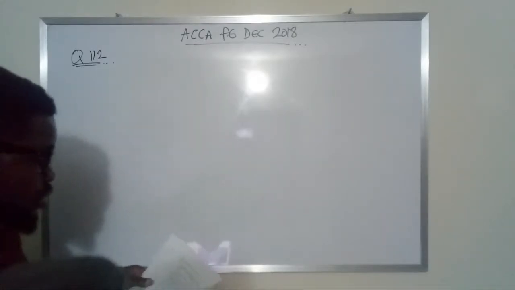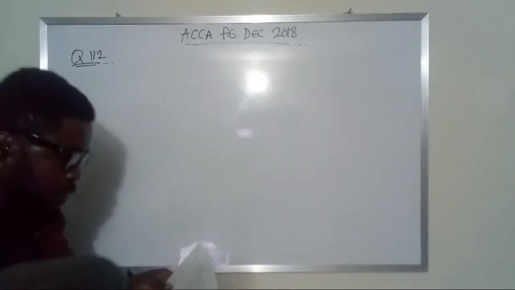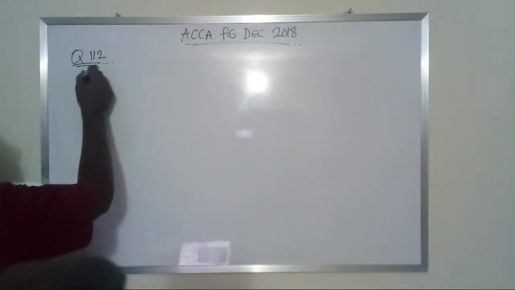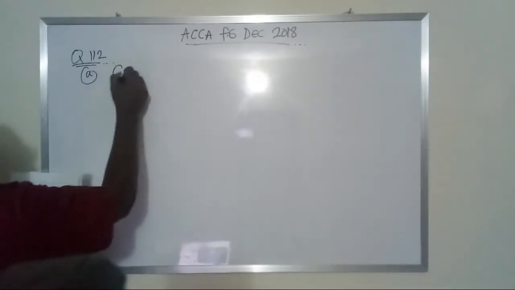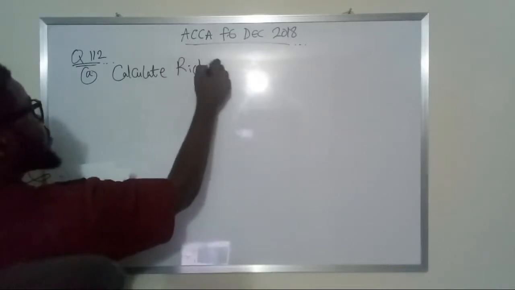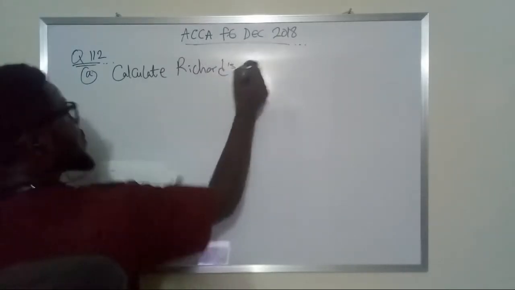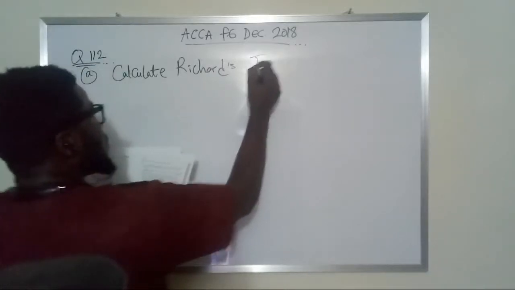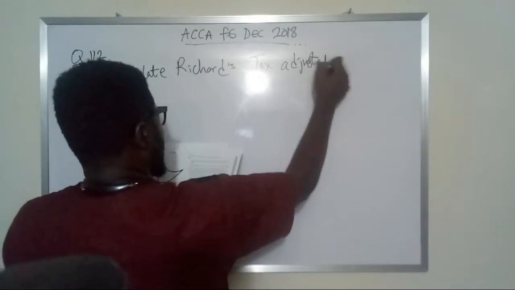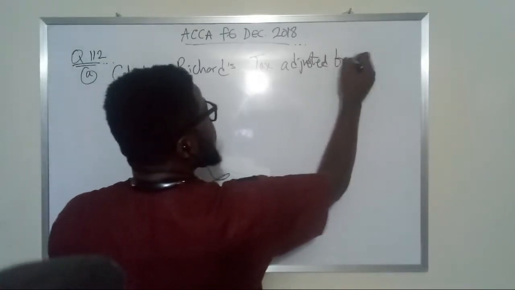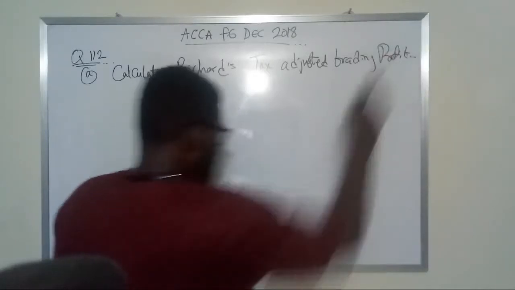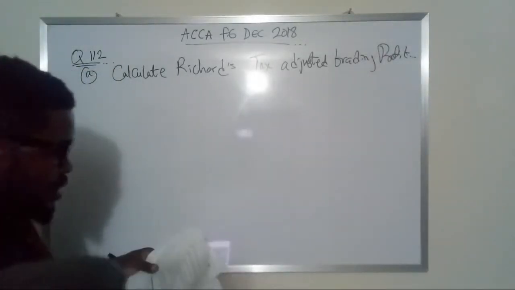Calculate Richard's tax adjusted trading profit for the year ended 5th of April. Requirements for A is calculate Richard's tax adjusted trading profit for the year ended 5th of April 2018. Quickly we'll jump into it.